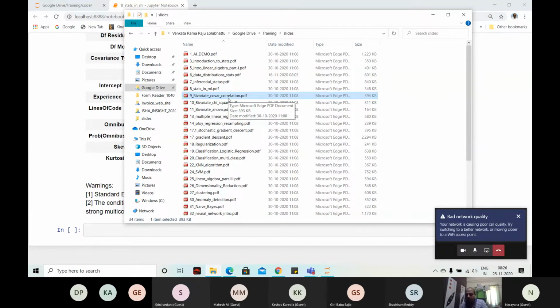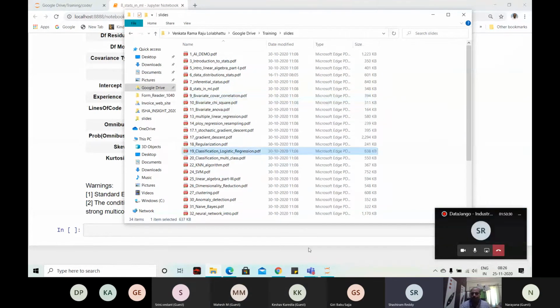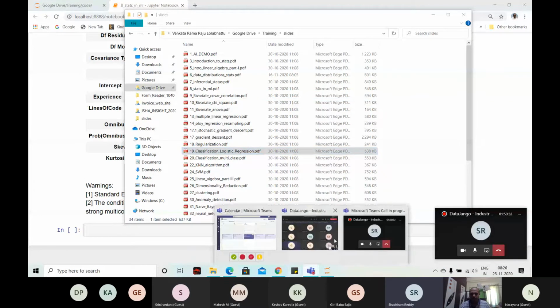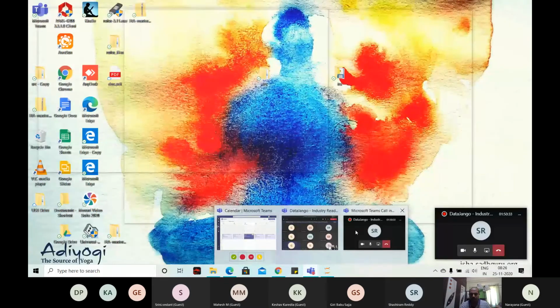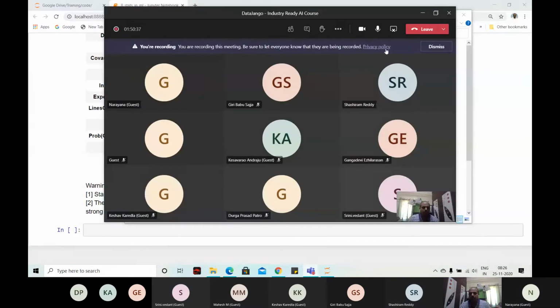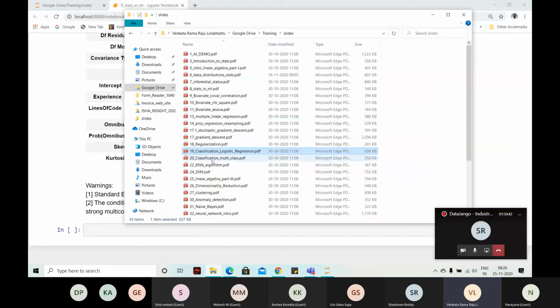The network is causing poor call quality. Am I audible? Yes, audible, but the screen is hanging for a few seconds sometimes. Maybe I'll stop my video. That may actually improve quality. No, I am getting a message saying that your internet quality is not good. Okay, so now it should be better.